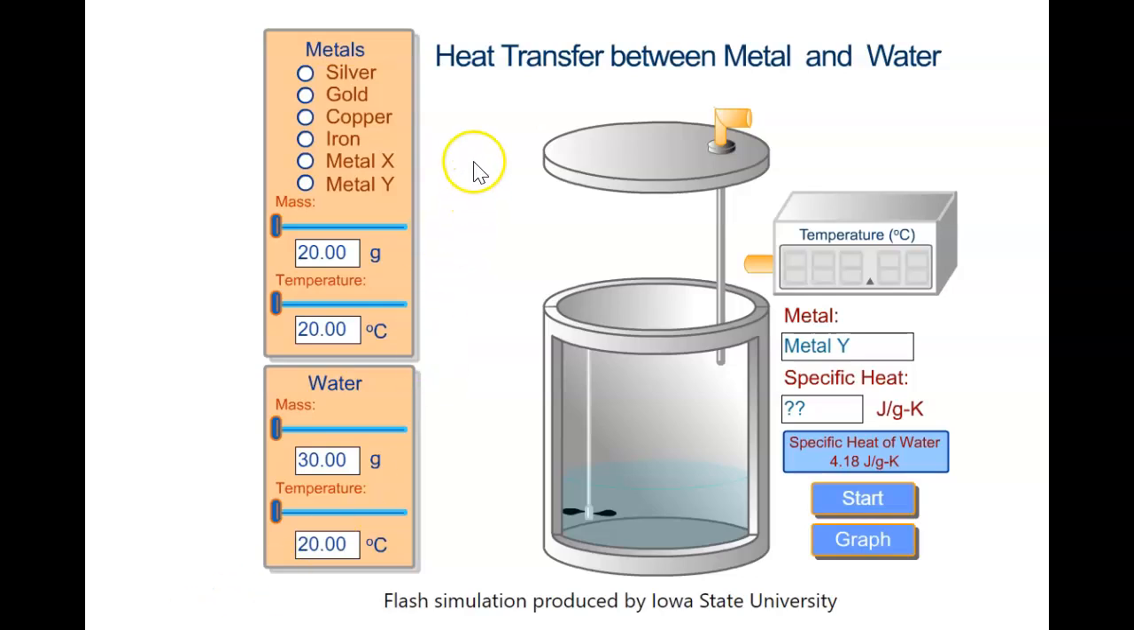So notice that we've got a bunch of different samples. We're going to test 4 knowns, 2 unknowns. We can control the mass and the starting temperature of the metal. We control the mass and the starting temperature of the water here. Over here, we identify what metal we're going to use, and what the specific heat of the metal is if we know the metal. So if I go to silver, you can see we actually have a specific heat here. If we have an unknown, it's going to be your task to figure it out. So there is no number in there.